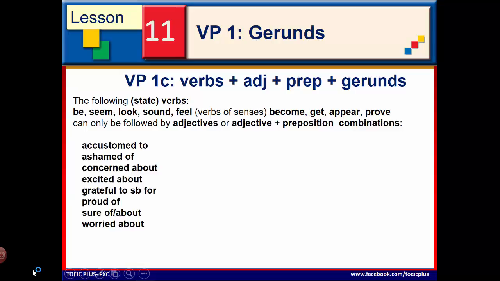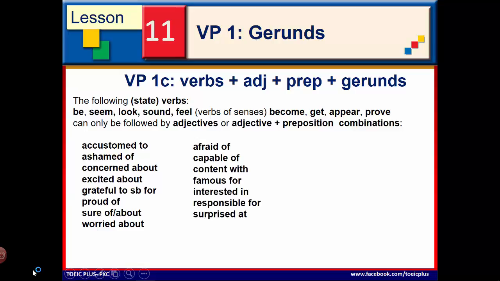Accustomed to. So, for example, be accustomed to. Okay. Ashamed of. Concerned about. Excited about. Grateful to somebody for. Proud of. Sure of. Sure about. Worry about. Afraid of. Capable of. Content with. Famous for. Interested in. Responsible for. Surprised at. Angry at. Delighted at. Incapable of. Good at. Lazy about. Sorry about. Tired of.